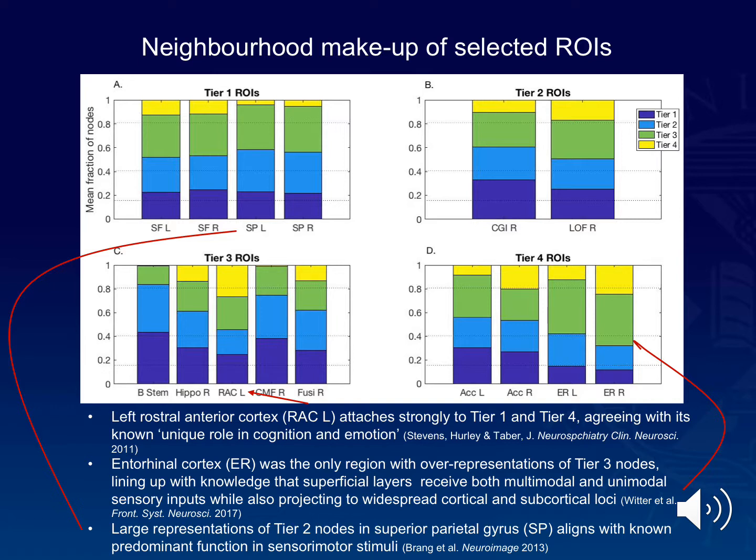We looked at some notable nodes, notable ROIs, regions of interest in the brain, which seem to have very strong connectivity patterns, strongly different from what would be expected. And it was quite interesting. We see the left rostral anterior cortex was attached strongly to the cognitive tier 1 and the memory and emotion tier 4. This agrees with its known unique role in cognition and emotion. The entorhinal cortex was the only region with overrepresentations of tier 3 nodes, which is cognitive sensory integration, which lines up with the knowledge that superficial layers receive both multimodal and unimodal sensory inputs and project to widespread cortical and subcortical loci. And then we also looked at the superior parietal gyrus, for example, the large representation of tier 2 nodes, sensory motor processing, aligns with its known predominant function in these processes.